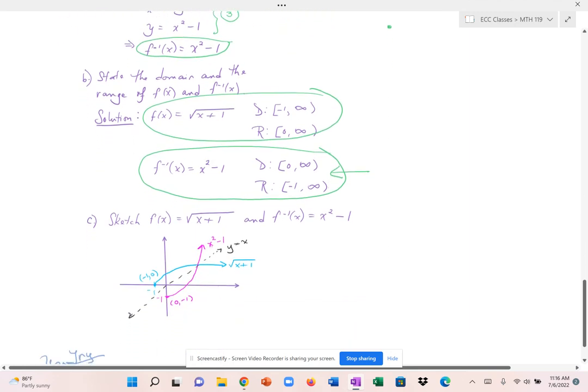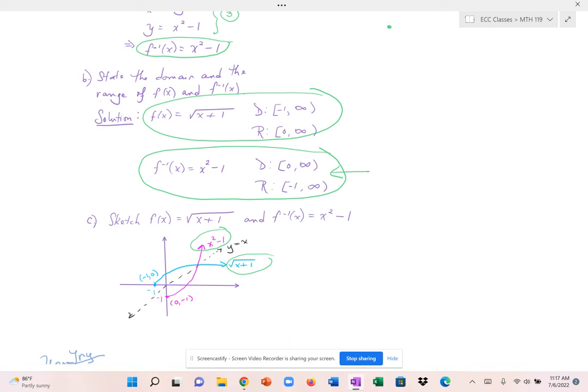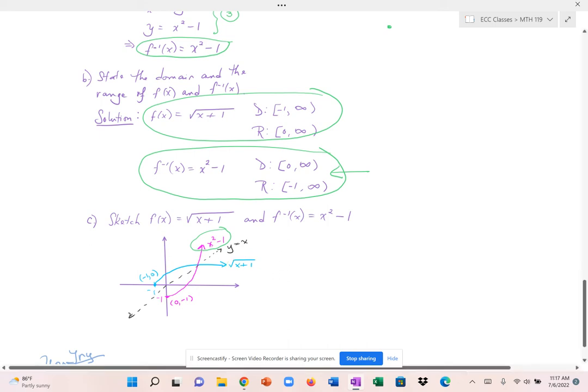So this is the graph of f of x, the one in blue, but this is the graph of f inverse, the one in this hot pink kind of purpley color. It's half of the parabola. So the domain becomes really important here. We're only graphing the inverse function on the right side in quadrants 4 and 1.